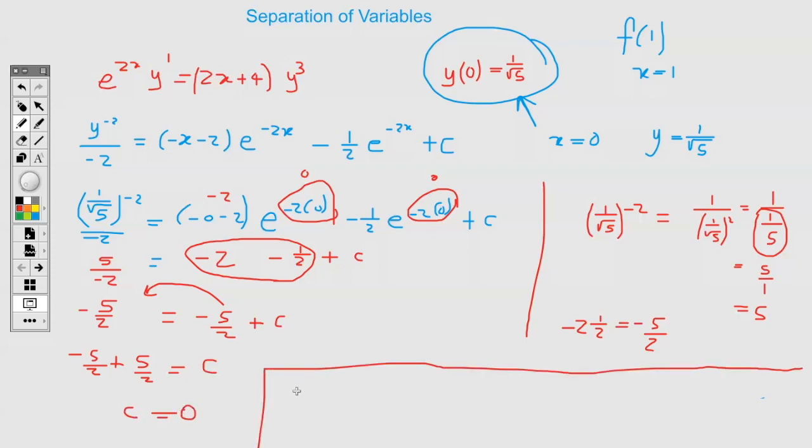Therefore, my particular solution is y to the minus 2 over negative 2 is equal to minus x minus 2 e to the minus 2x minus a half e to the minus 2x. And we will not have a plus c because c is 0. And this is our particular solution.